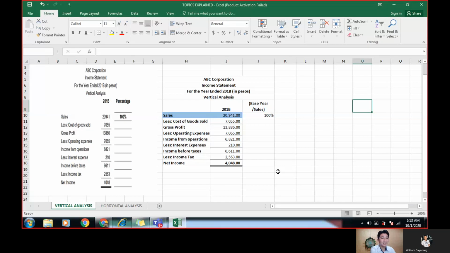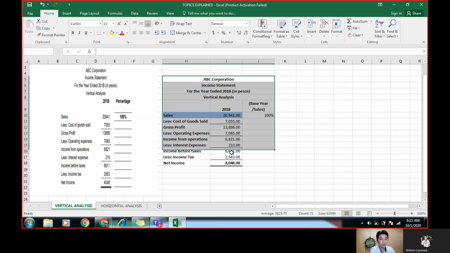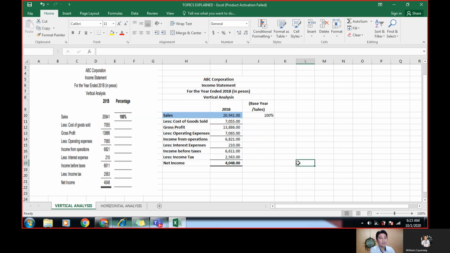Good day. We are now on the topic financial statement analysis. Specifically, we are going to discuss vertical analysis and horizontal analysis. Now, okay, we have here our data, and this will be our format for our financial statement analysis.